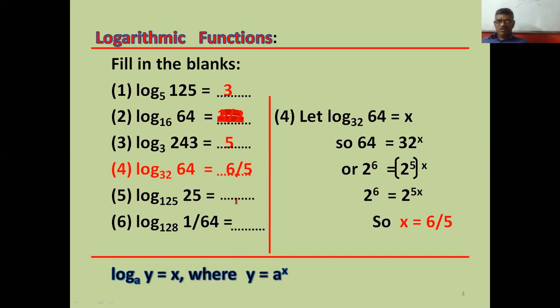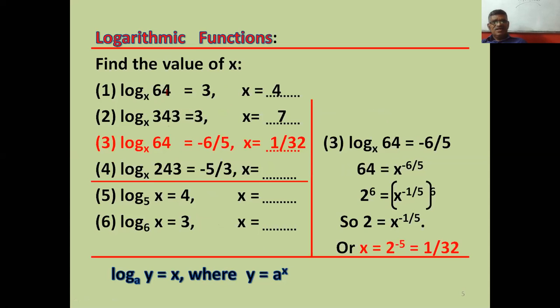1 by 64 equal to 128 raised to x. Keeping these as x, 1 by 64 is 2 raised to minus 6, and 128 is 2 raised to 7. So 2 raised to minus 6 equal to 2 raised to 7x. So minus 6 equal to 7x, or x equal to minus 6 by 7. That's correct. Okay, let us proceed with something more.